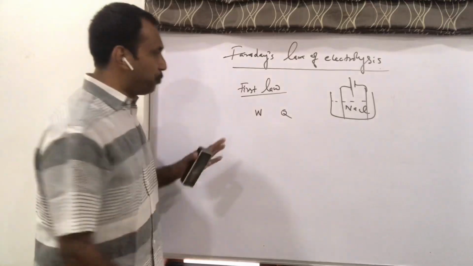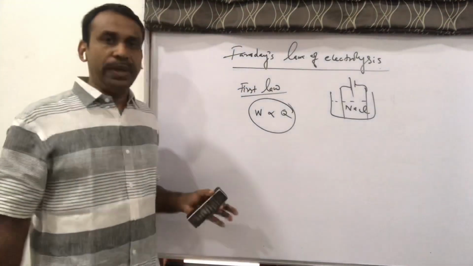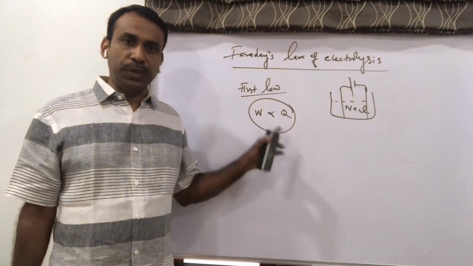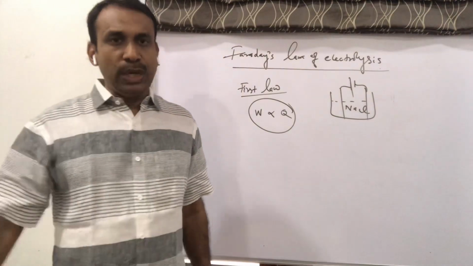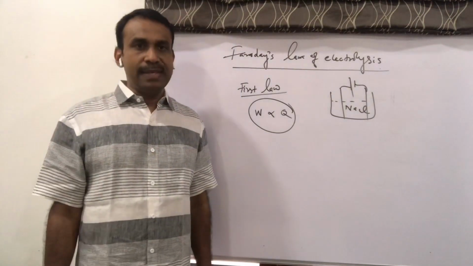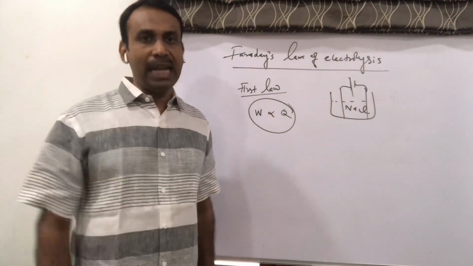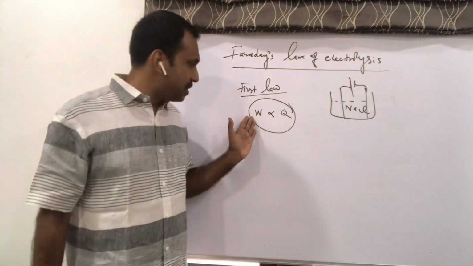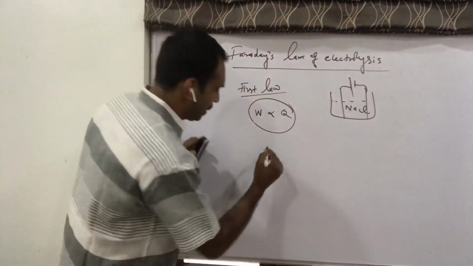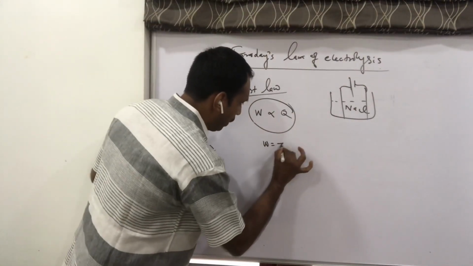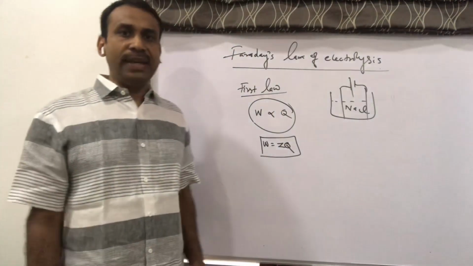Then remember Faraday's first law. Now here is Faraday's first law: W directly proportional to Q. That means the mass of substance obtained during electrolysis is directly proportional to the charge passed through the electrolyte. Remove this proportionality sign. Now we get W equal to ZQ. It's a mathematical expression of Faraday's first law.